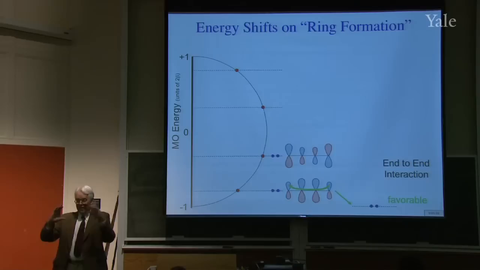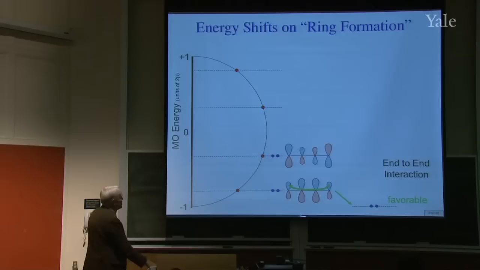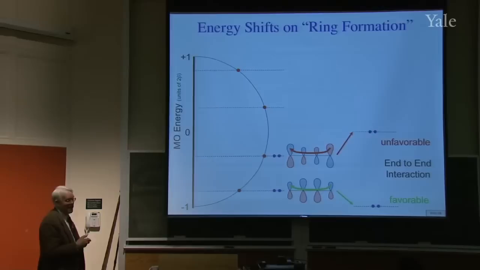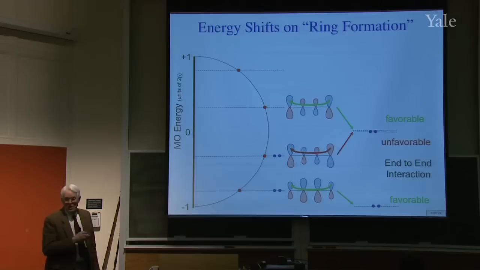There's another interaction, but look at the interaction. Look at the colors. When you touch the two ends together, when you bend it around so this touches that, that's anti-bonding. That's cute, huh? Okay, so that one's going to go up in energy. Now, how about the next one? That one's going to be favorable. It'll go down in energy and end up the same place this was.